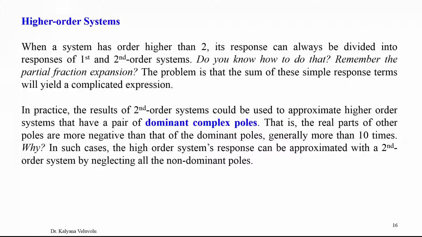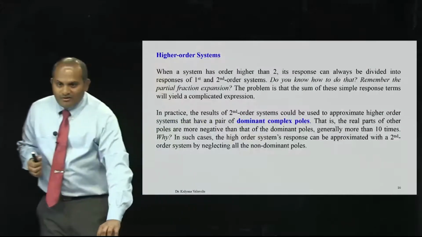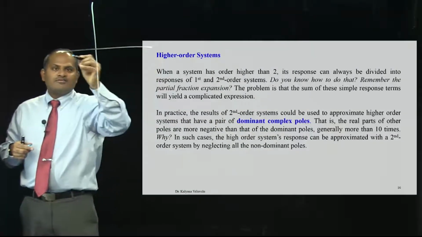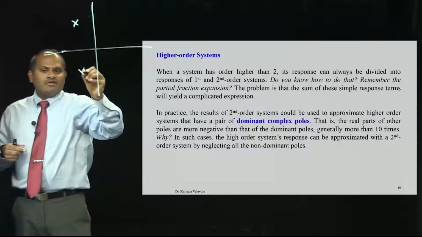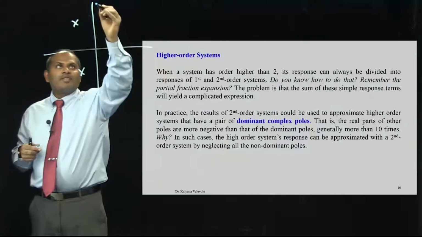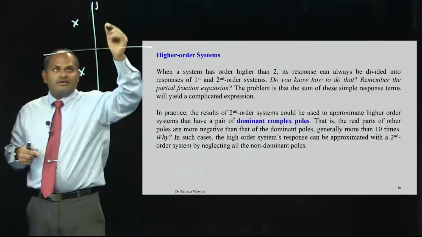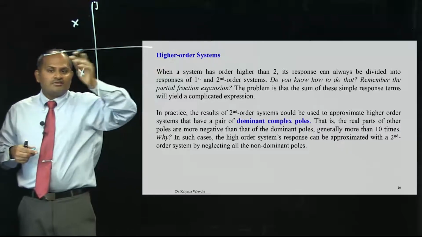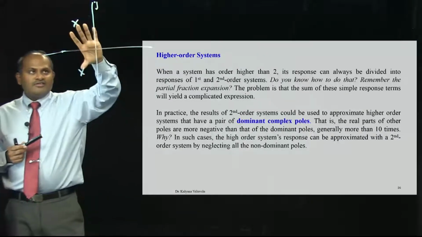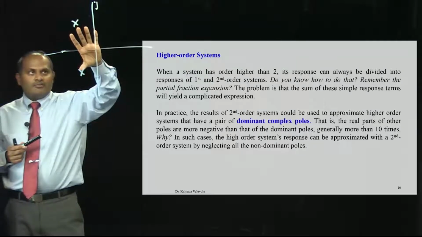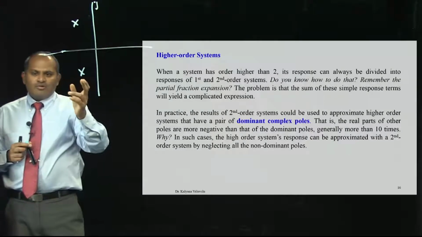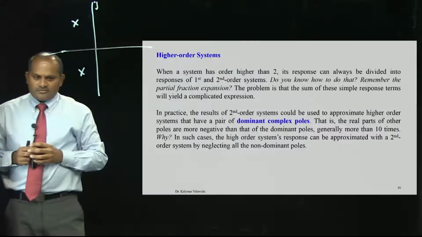So, what are dominant complex poles? When I say dominant, in the complex plane, you have two poles that are close to the imaginary axis. This is the real axis, and this is the imaginary axis. When the poles are on the left-hand side, and these two complex conjugate poles are stable, they are called dominant poles.